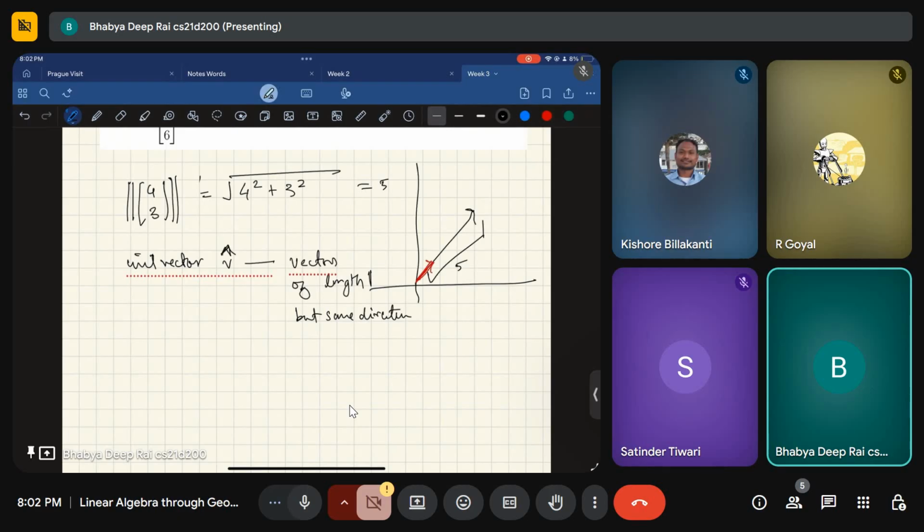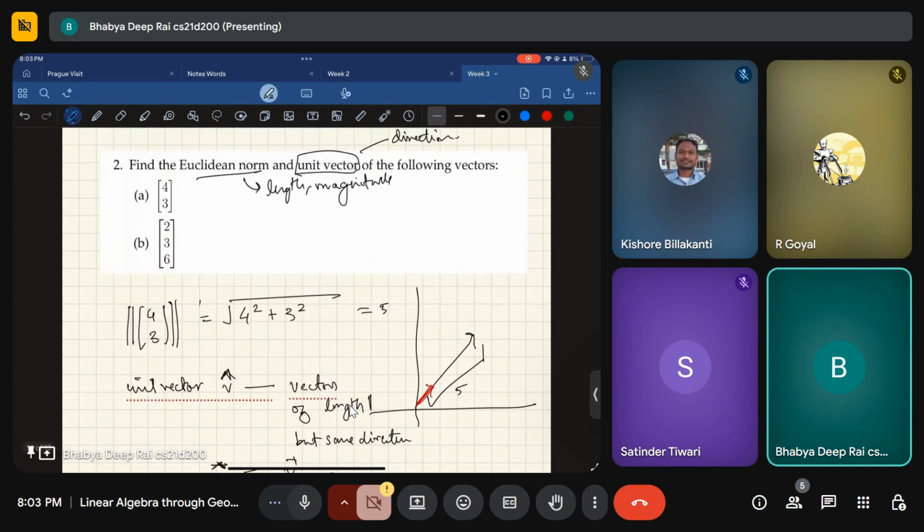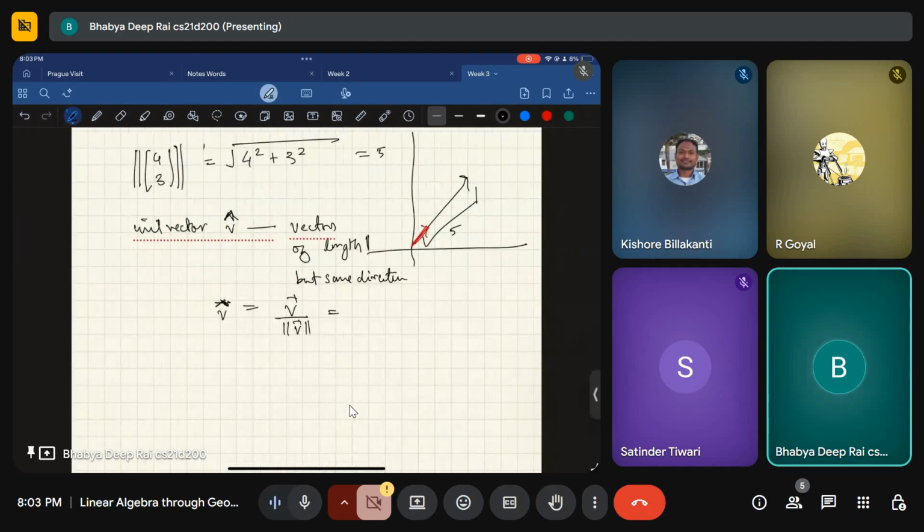So the unit vector will be the vector itself divided by the norm of the vector. In this case, the vector is (4, 3) divided by the norm of (4, 3), which we got as 5. So we get (4/5, 3/5). If you plot it, it will exactly be like this.